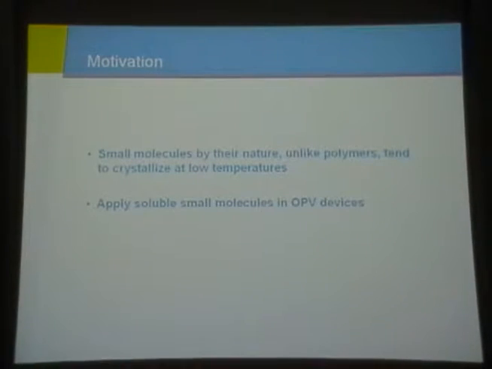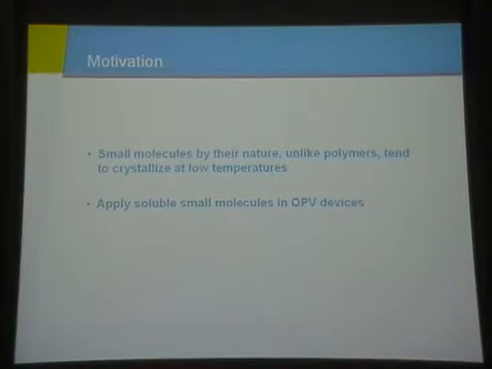What's my talk motivation? So far I heard that, unlike small molecules, polymers are more like spaghetti, you can imagine. Spaghetti-like materials crystallize at very high temperatures. Small molecules, unlike polymers, crystallize at very low temperatures. This was the point of discussion in the last minute. By nature, they crystallize at very low temperatures, so processing conditions are very different from those of polymers. That's what I'm going to discuss in the next 30 minutes.